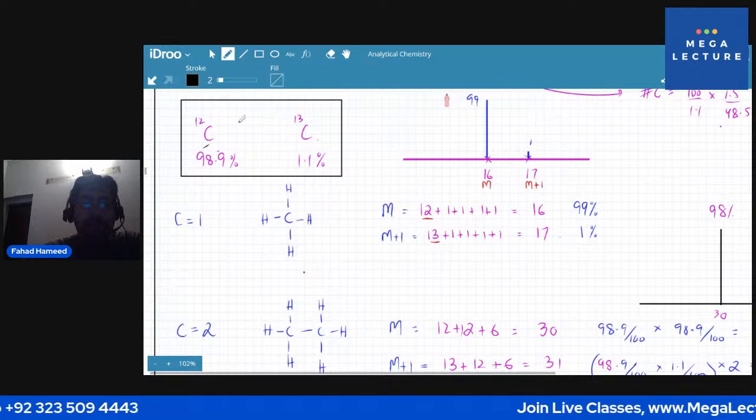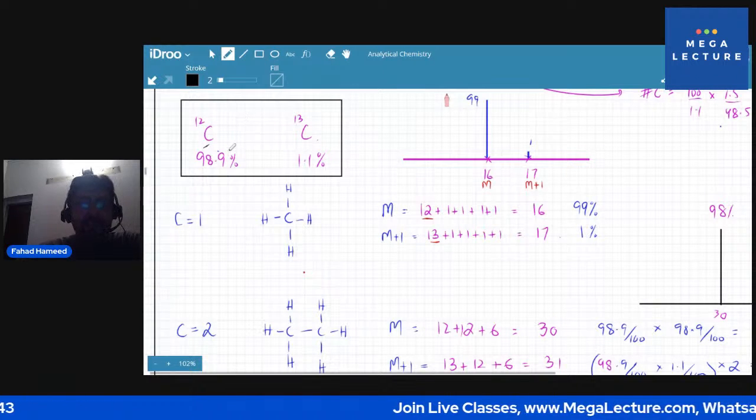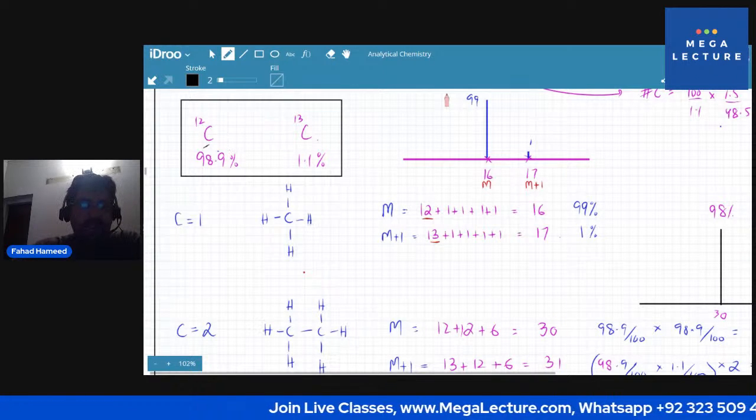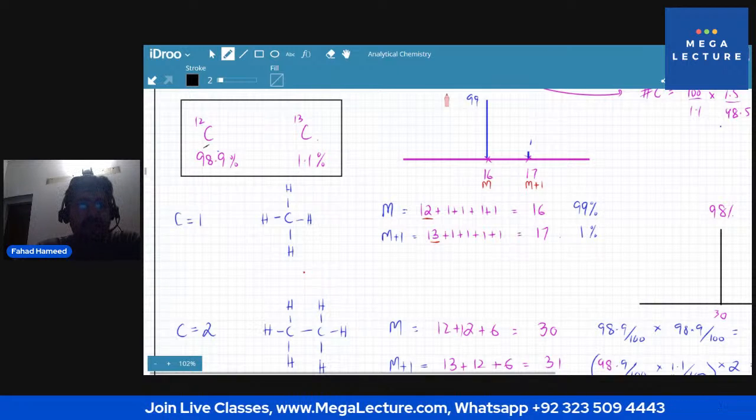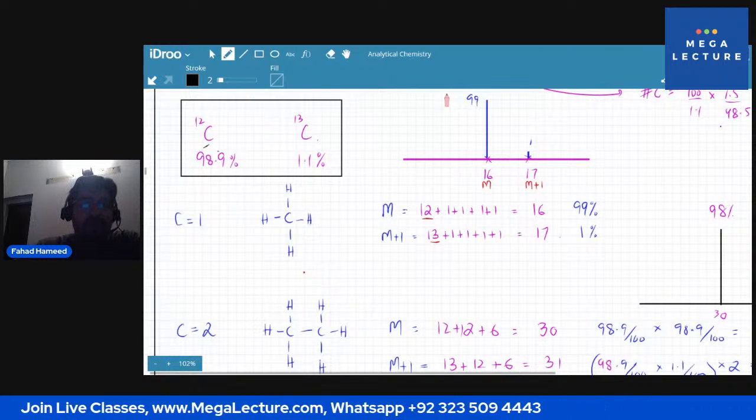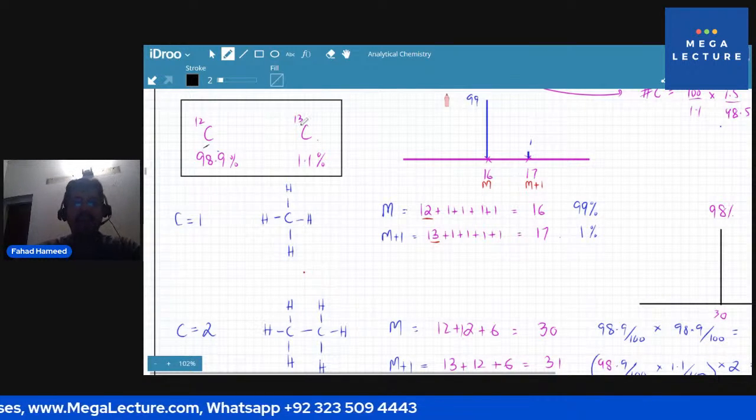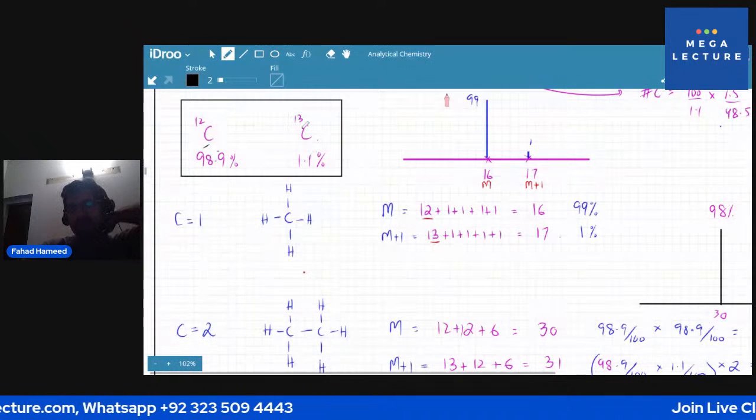One is 12 and the other one is 13. So mainly the isotope is 12. That's 98.9%. Or we can just call it 99%. We can round it off. And there's 1% chance of getting carbon 13.